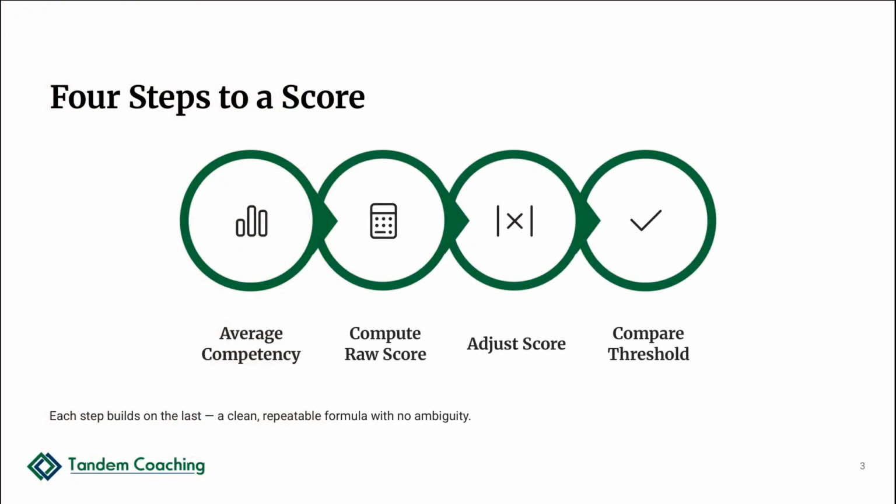Follow the flow on screen. Start at the bottom. You have individual ratings for each behavioral statement within a competency. Average those to get a competency score. Then average all 6 competency scores to get the raw total. Then the transformation: subtract 1, multiply by 2, then compare the transformed score to 2.8. At or above, pass. Below does not meet the standard.